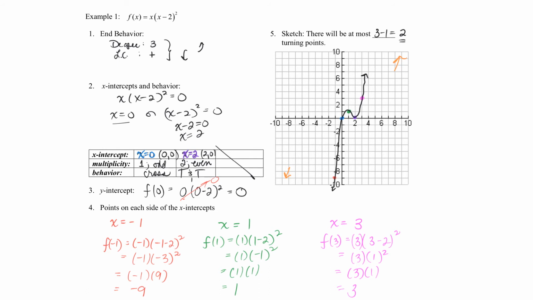And we were able to do all of that without using any technology at all, right? But I'm going to do a quick video and show you what this would look like if we were using a graphing calculator.